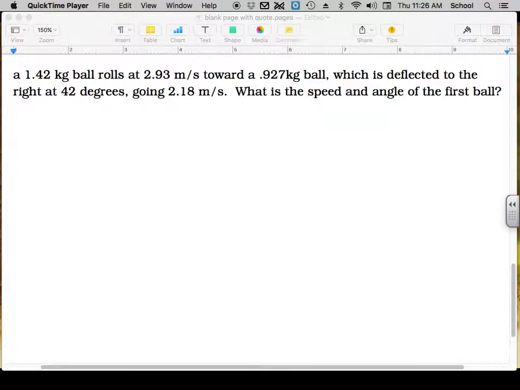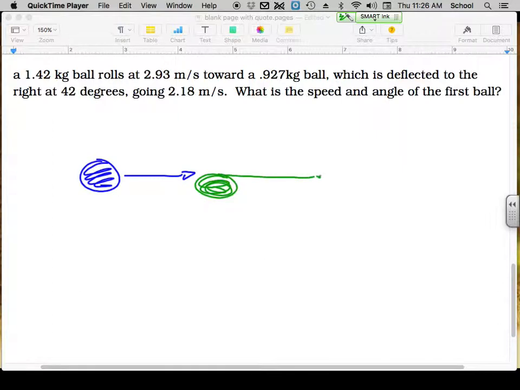Again, the concept that we have here is we have a ball, and the ball is moving, and then it's going to hit another ball. And so the second ball is sitting here, and we said the second ball gets hit and gets deflected to the right. So compared to the original motion, it's off to the right 42 degrees. And so the ball is going to end up over here after the collision.